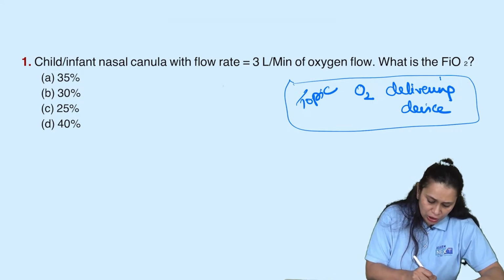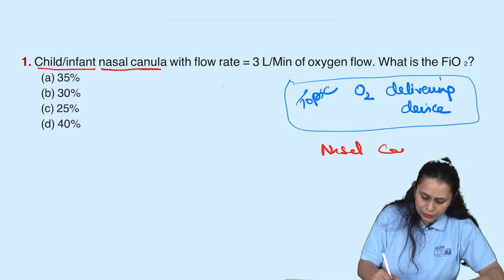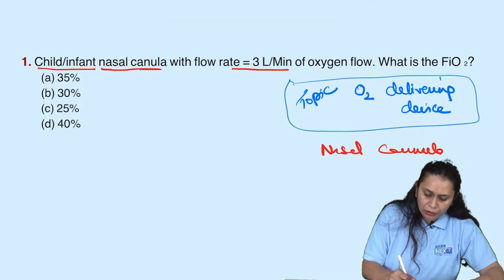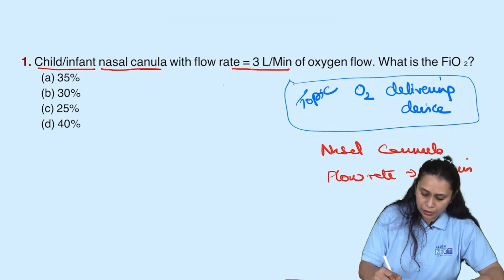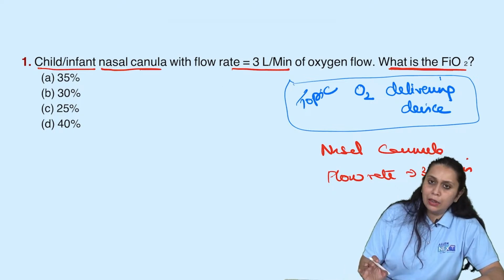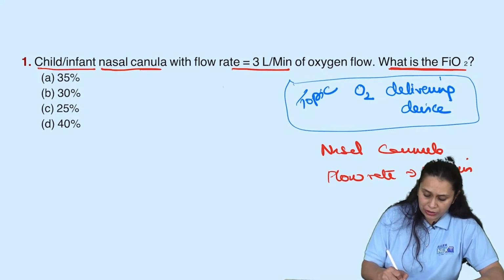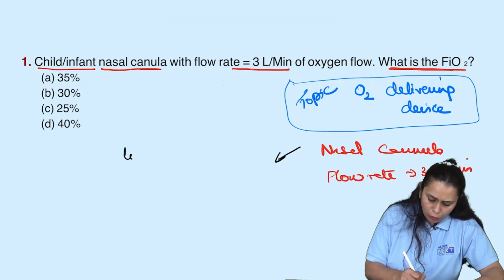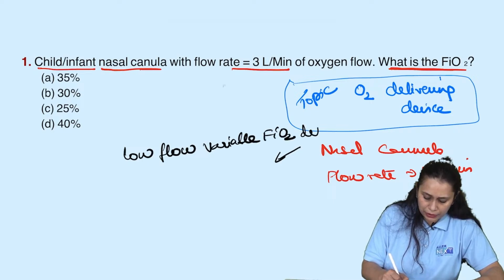The question is about the child infant nasal cannula, with a flow rate of 3 liter per minute of oxygen flow. What is the FiO2 which will be delivered? Now this nasal cannula, what kind of oxygen delivering device is it? It is a low flow, variable FiO2 delivering device.